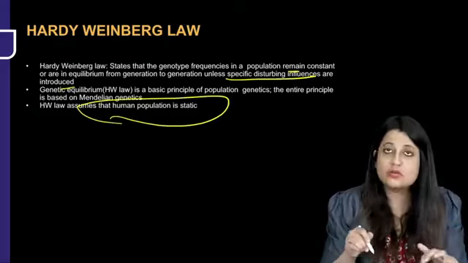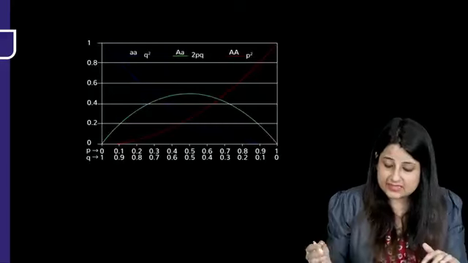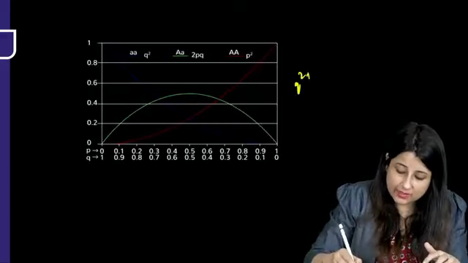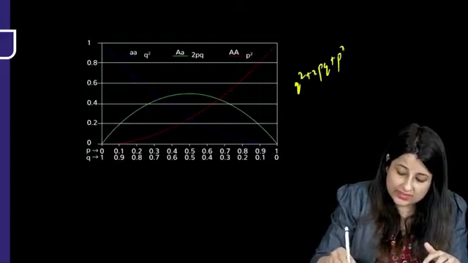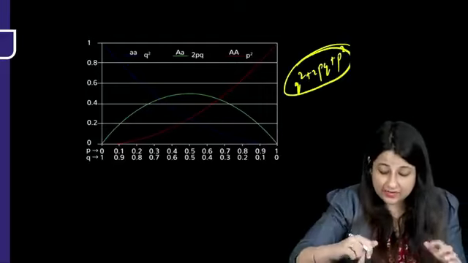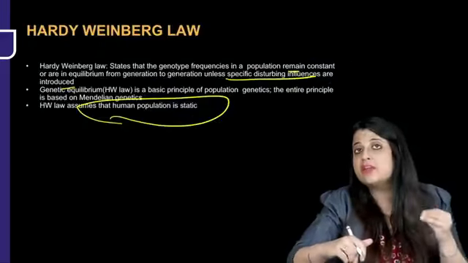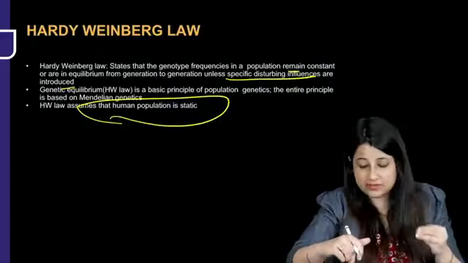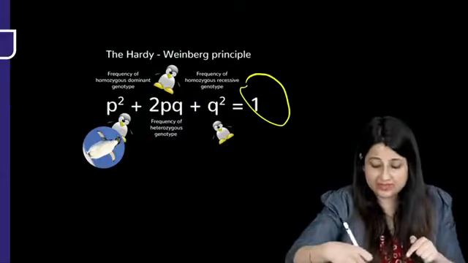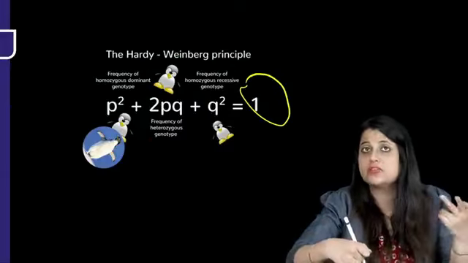This assumes that the human population is static. This is that equation that has come: q square plus 2pq plus p square. This simply means that genotype frequencies remain constant generation after generation. This is the Hardy-Weinberg principle, which is equal to 1. This was asked once; they can give you equal to 0, something else.